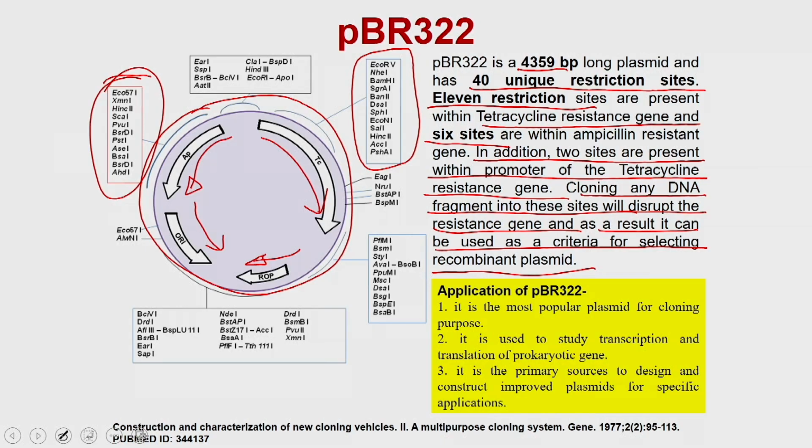What is the application of pBR322? pBR322 was the first or initial plasmid which people developed for molecular cloning purposes. So it was very popular for cloning. It is used to study the transcription as well as the translation of prokaryotic genes, and it is the primary source to design and construct improved plasmids for specific applications.